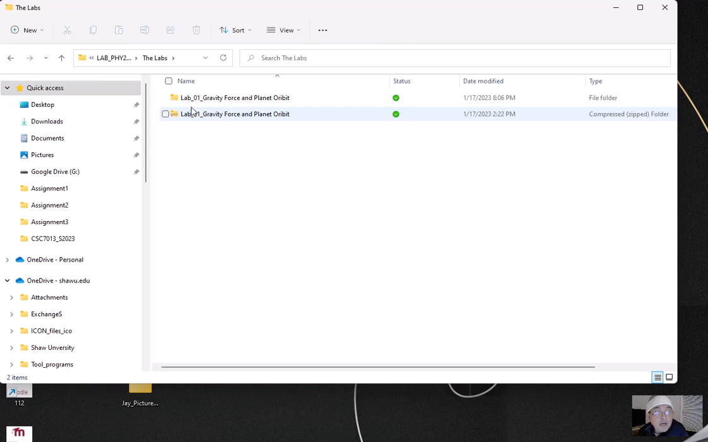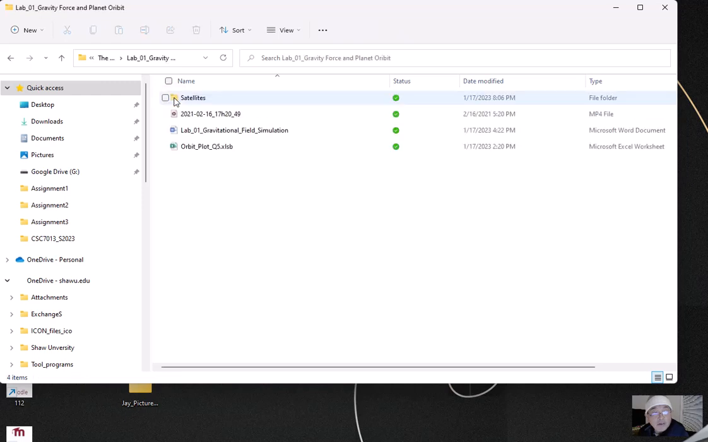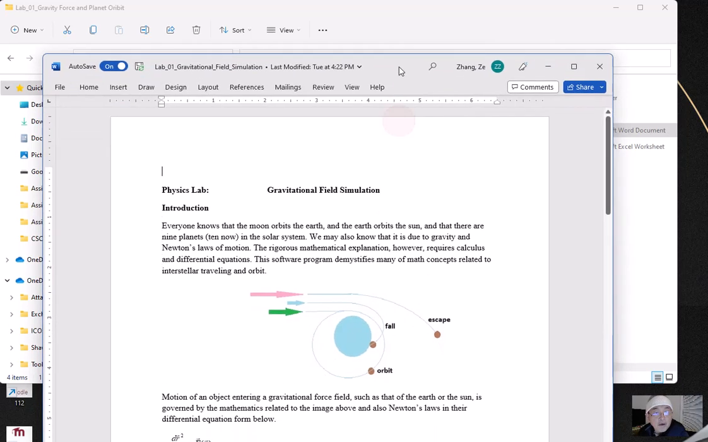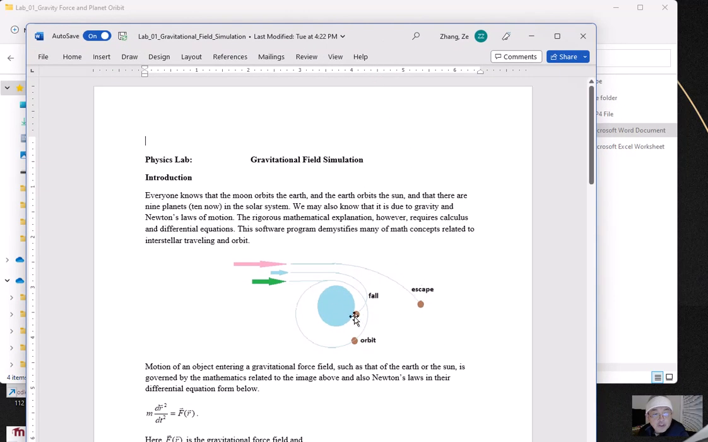In this week's lab, you download this lab folder from Moodle and unzip it, and inside you will find several files. This satellite is a standalone program that will simulate gravity and planets, basically the Earth and an object on Earth. You will start from here.